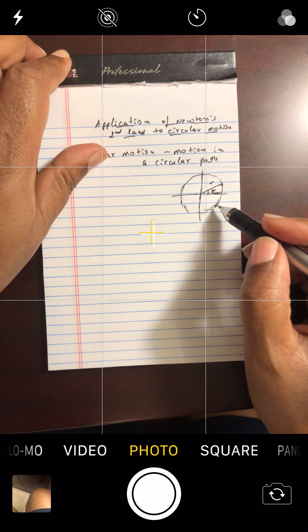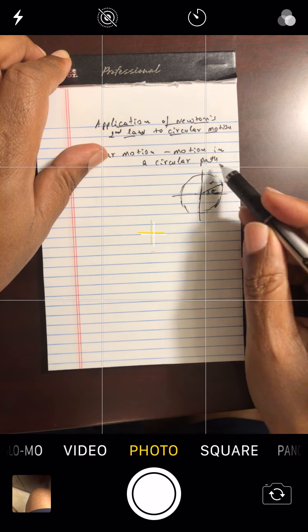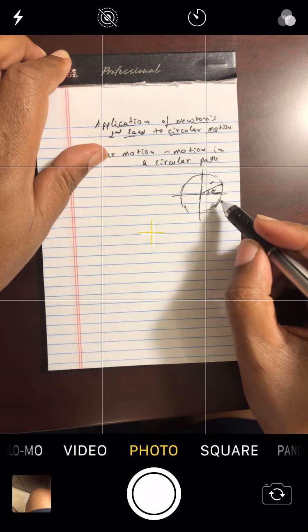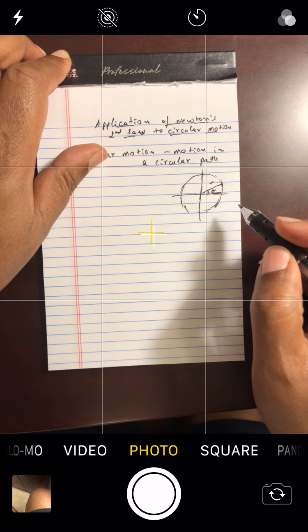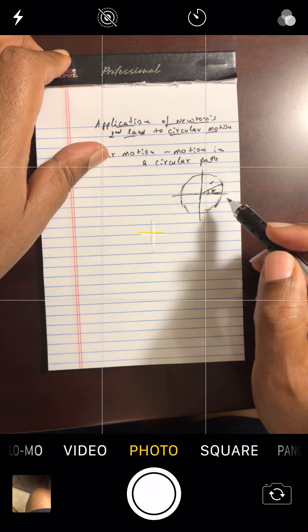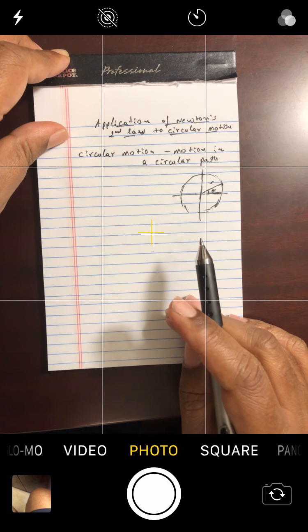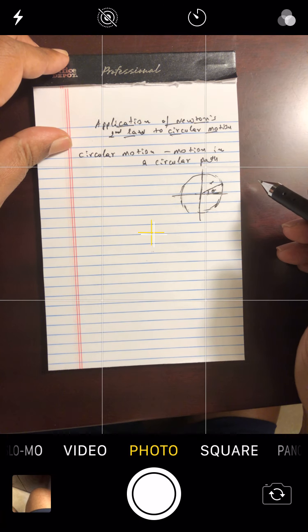So if you use polar coordinate system, the problem essentially becomes a one-dimensional problem. But if you use Cartesian coordinate system, both x and y will change and it becomes a two-dimensional problem. So because of that, it's easier to use polar coordinate system to deal with motion in circular paths.